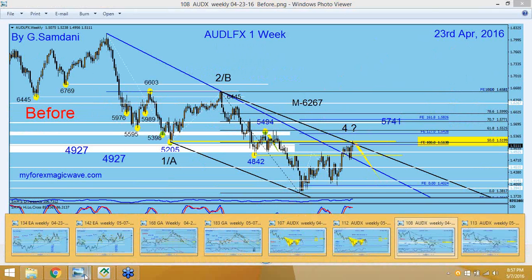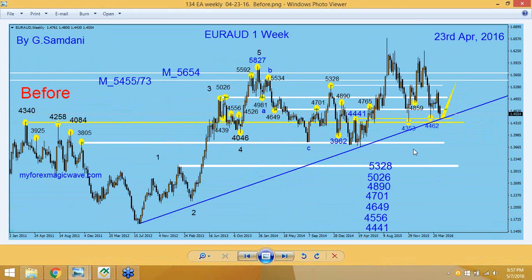So Euro Aussie, what I found was this. Okay, at the same time when that happened, I said, okay, from here, you see this 44.41 and the TL. This is the area we were bouncing. And then we have different numbers, 45.56, 47.01, 48, and the final number was 53.28. Okay, so that was my target, 53.28 here for the week.